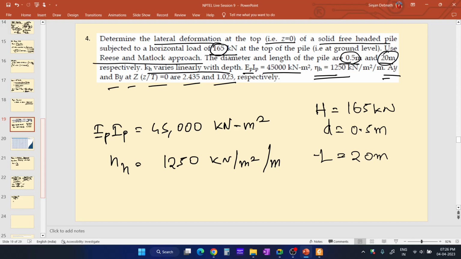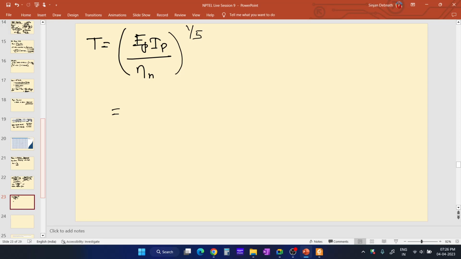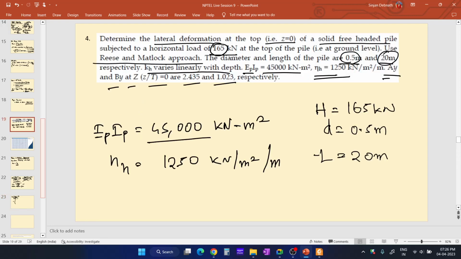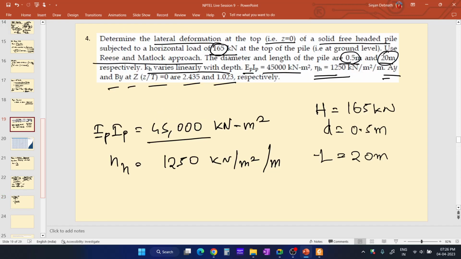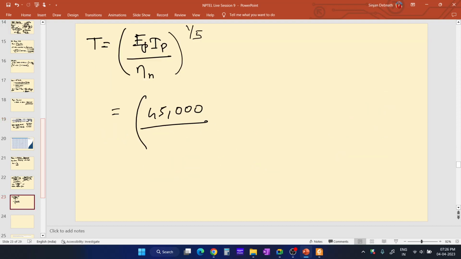So now we need to use all the data to find out the value of T, which is the relative stiffness factor. So EpIp, how much is EpIp? EpIp is 45,000. So 45,000 divided by eta h, how much is eta h? It is 1250. So 45,000 divided by 1250 to the power 1 by 5. If you calculate this, you will get the value of T to be 2.05, and the unit is meter. Okay, the unit is meter, 2.05 meter.